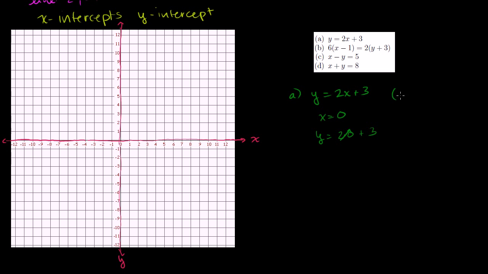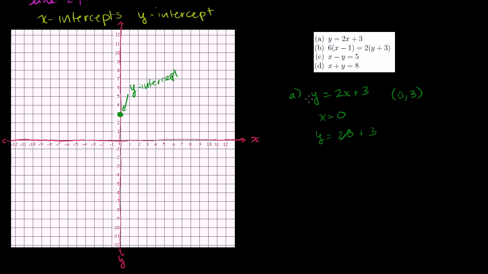So the point 0, 3. Let me plot that. Now notice, this point is when x is equal to 0. This sits on our y-axis. So we call this right here a y-intercept. It is when x is equal to 0, but it's called a y-intercept because it sits on the y-axis. This is where the line intercepts the y-axis.